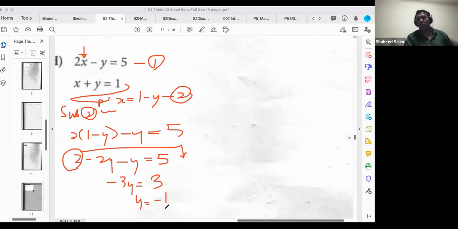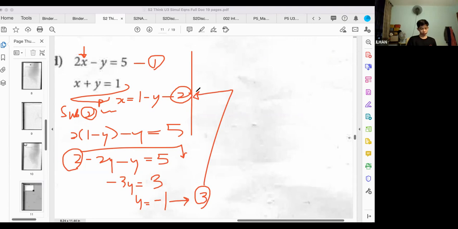Yes. So now you have this one. You can call this equation 3. You substitute it now into where? Into equation 2. Substitute inside here. What do you get?